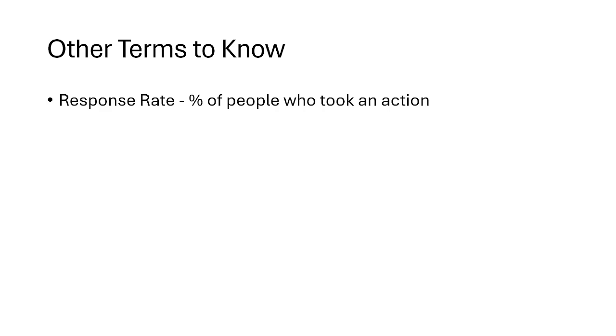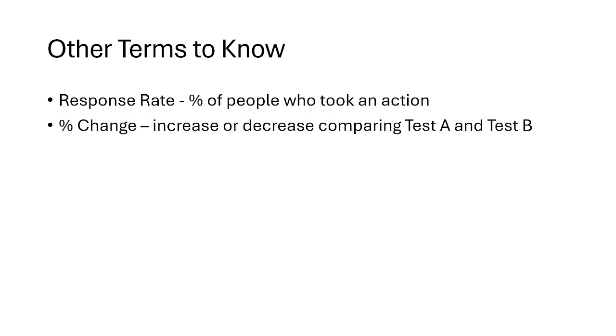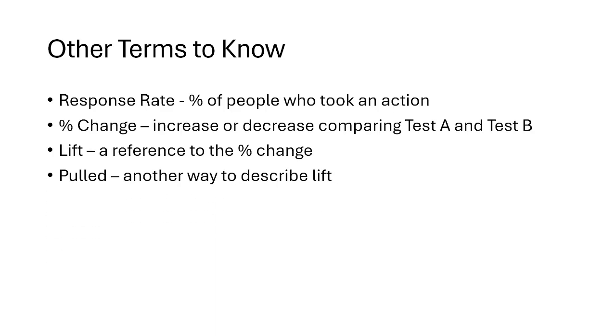So other terms to know from this lesson, a response rate is the percent of people who took an action. In this case, it was the percent of people who clicked and purchased the coffee. The percent change could be an increase or decrease in comparing test A to test B. A lift is a reference to the percent change. So you heard how I used the word lift. So in the first scenario, test B had a 20% lift over the control A. And another way to say that is pulled. Test B in the first scenario pulled higher than control A. So understanding the terminology is very important.